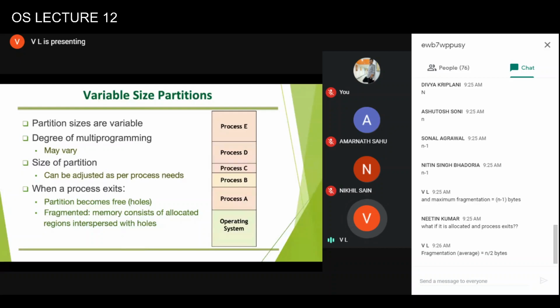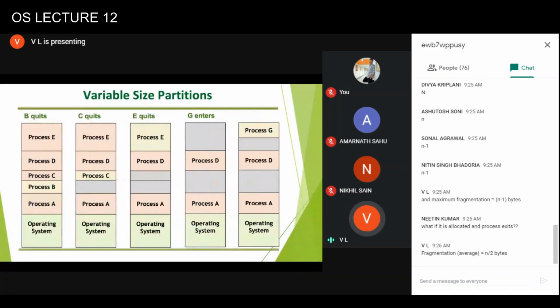And the memory may become fragmented because memory consists of allocated regions which are interspersed with holes. How? Let's look at this scenario. In the first case, five processes are there, A, B, C, D, E, and B is running. Then B quits. When B quits, this part becomes available. Then C quits, and this part becomes available. Now, the operating system will manage free space, and if two partitions which are nearby become free, then it will merge them into a larger partition.